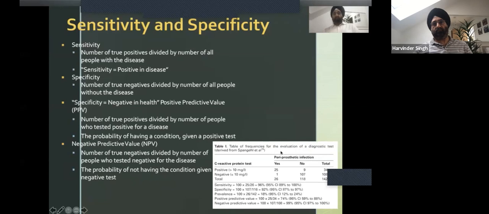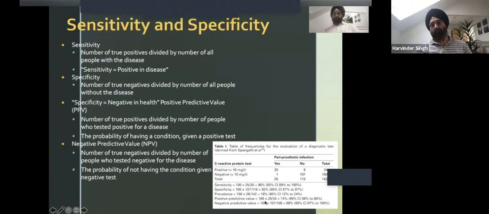So if you look at this example of CRP in periprosthetic joint infections, where you think there is periprosthetic infection present, whether the CRP is positive or negative will give us the sensitivity. So 25 over 26 gives us 96%. The CRP has a sensitivity of 96% and a specificity of 92%, which depends on the number of true negatives divided by the total number of patients who have a negative test and no infection.